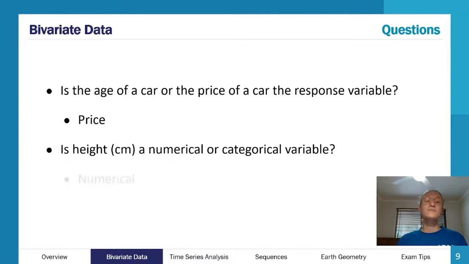And for our second one, I would definitely say numerical, because we're measuring height in centimeters. That's something we have to measure and count, so it's numerical. Another little difference that I like to keep in mind is the idea that numerical data is often continuous.